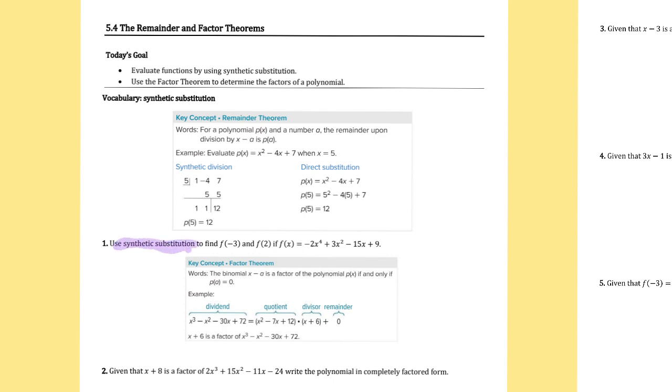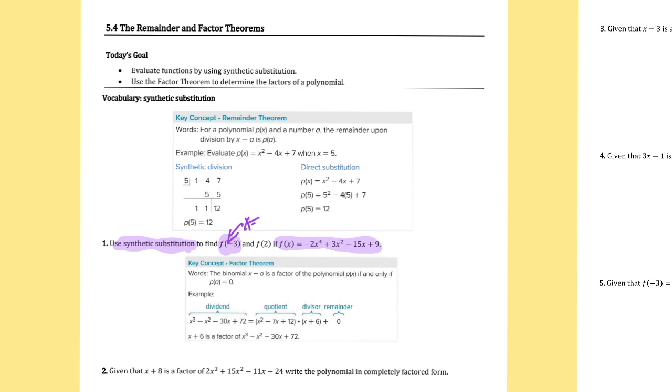Okay. Synthetic substitution means, when you substitute something in, you plug something in, right? Normally if I say, hey, find f of -3 for this function, you put x is -3 into that function and you see what you get as an answer. So if x is -3, you find the output, or the y. Well, the truth is that there's a way to use synthetic division to do that. It's kind of cute.